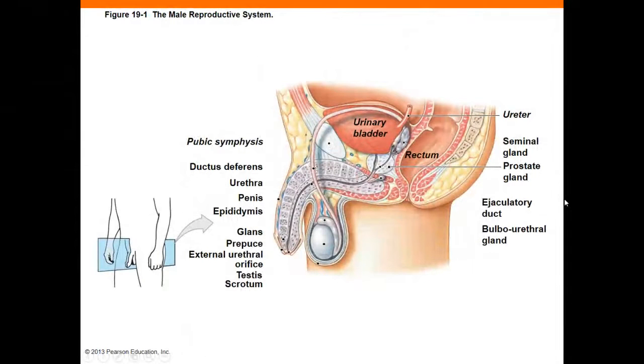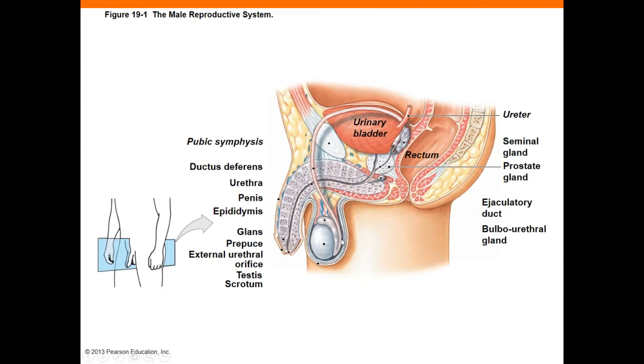If we look at the structure of the male reproductive tract, this image is back on page 641. This is our sagittal section of the male reproductive system. We can see the testes in the scrotum, outside of the pelvic cavity. You see the epididymis. I don't know why the lines aren't showing up very well, but the epididymis is this comma-shaped structure that sits behind, or posterior to, the testis.